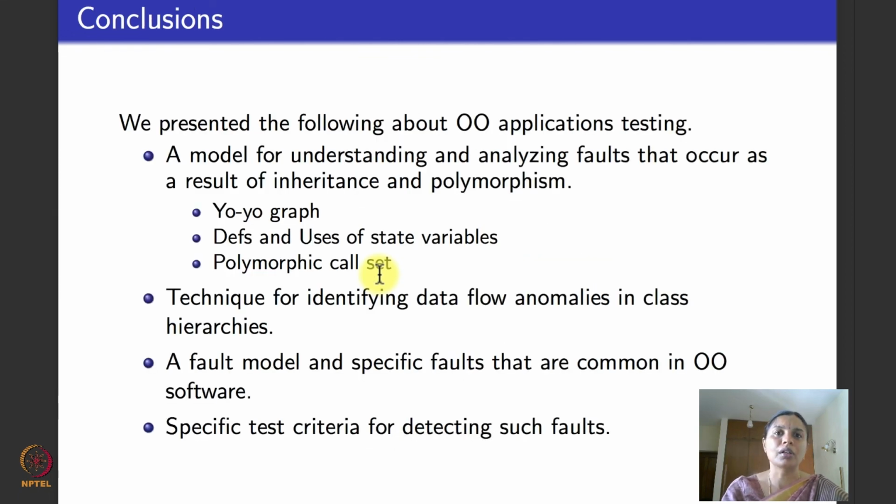So to conclude the object-oriented software lecture, in week 10 we understood yo-yo graphs, errors and anomalies in object-oriented testing. Today we understood polymorphic call sets, what the definitions and uses of state variables are for integration testing, and also looked at various coverage criteria that will detect faults that come because of object-oriented features like inheritance and polymorphism. I hope this lecture was beneficial to you. This brings us to an end of object-oriented integration testing. Thank you.